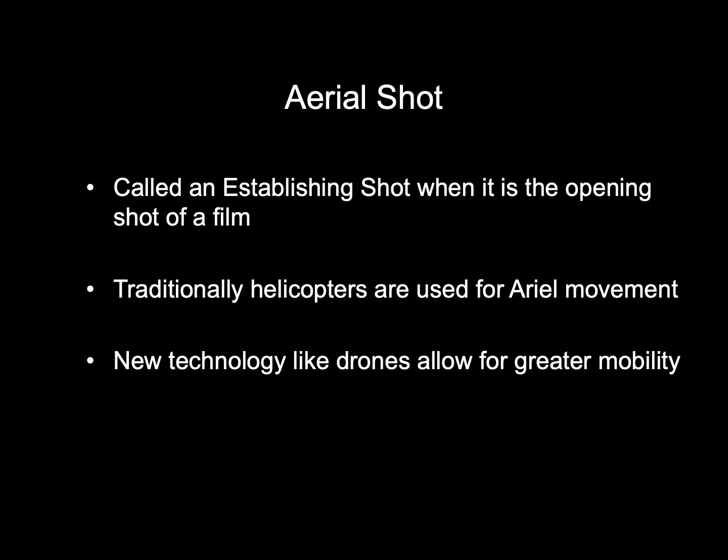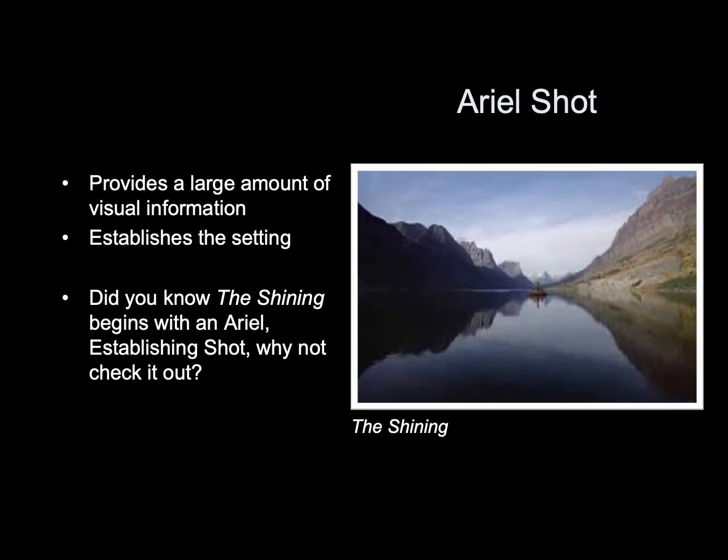Aerial shot, called an establishing shot when it's the opening shot of a film. Traditionally, helicopters are used for aerial movement. New technology like drones allow for greater mobility. This aerial establishing shot provides a large amount of visual information and establishes the setting. Did you know The Shining begins with an aerial establishing shot? Why not check it out?